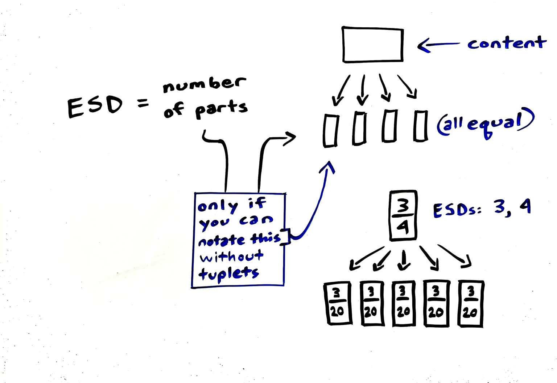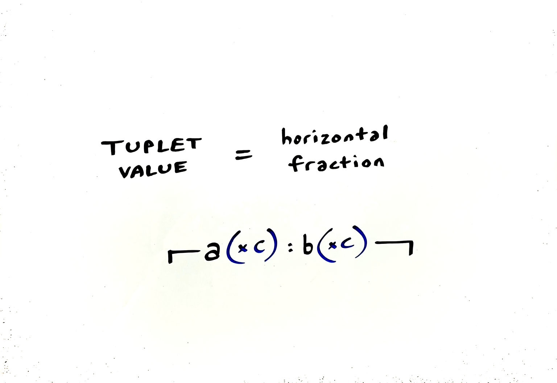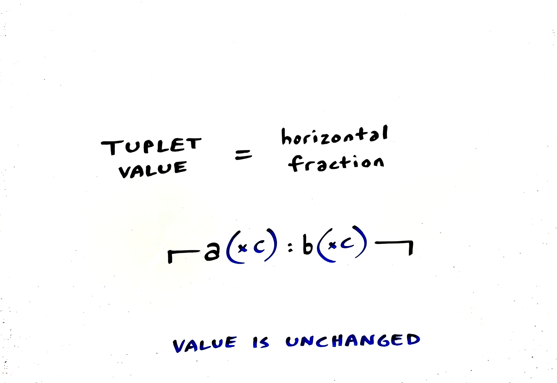Now that we've established that, let's look at the tuplet value. Remember that since the value is simply a horizontal fraction, we can multiply both sides of it by the same number without changing the value. Multiplying both sides of a tuplet value by the same number is called scaling. And remember, scaling does not change the value of the tuplet.